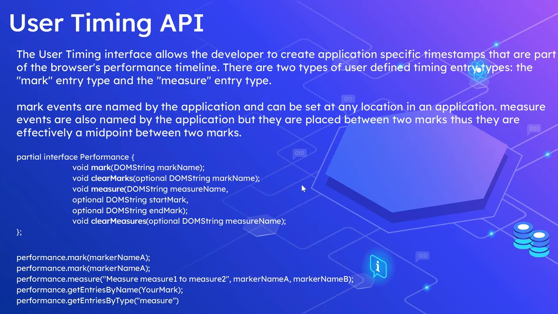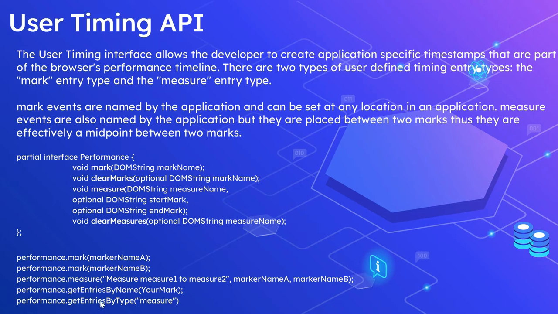The performance interface has different methods. If you see here, mark, clear marks, then measure. This is the way we can access the user timing API. Performance.mark marker name A, then performance.mark marker name B. Perform your application logic between these two markers. Then performance.measure, so measure name, then marker name A and marker name B. This calculates the duration between marker name A and marker name B.